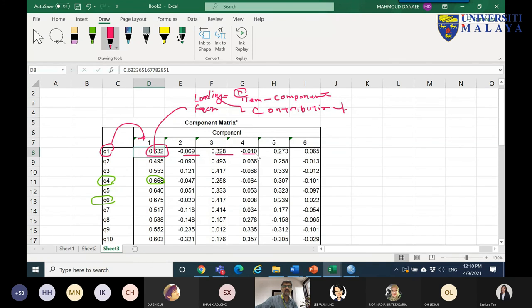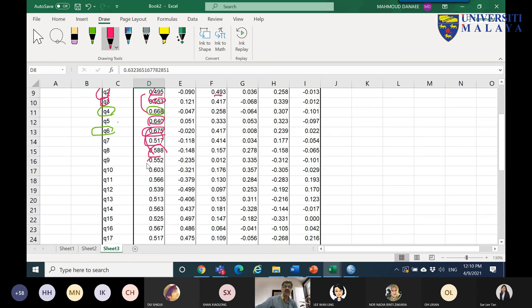The other loadings are very low. So this item belongs to component 1. Item number 2, again, the highest loadings belong to these two components. Item number 3, again, belongs to component number 1. Item 4, number 1. Number 5, component number 1. 6, component number 1. 7, number 1. 8, number 1. So how? All the items have the highest loading in component number 1.